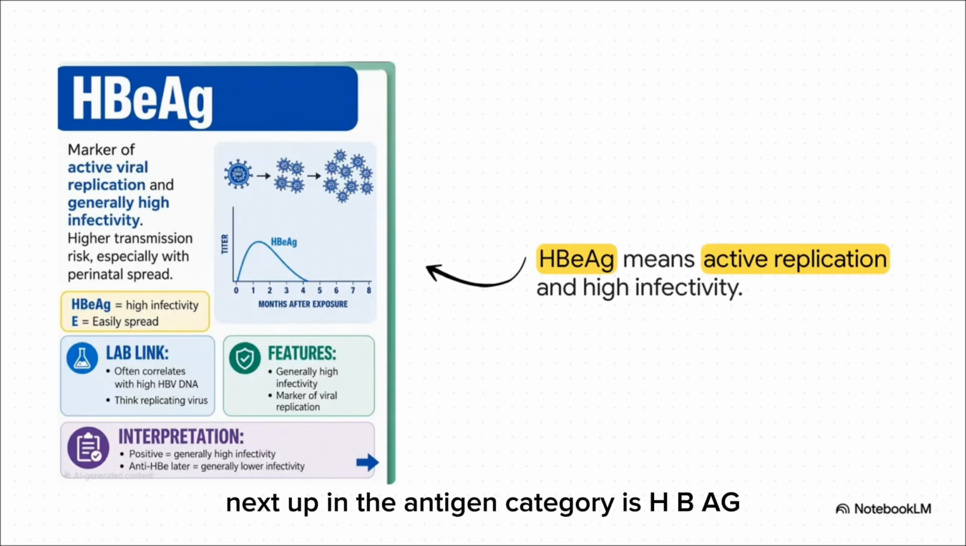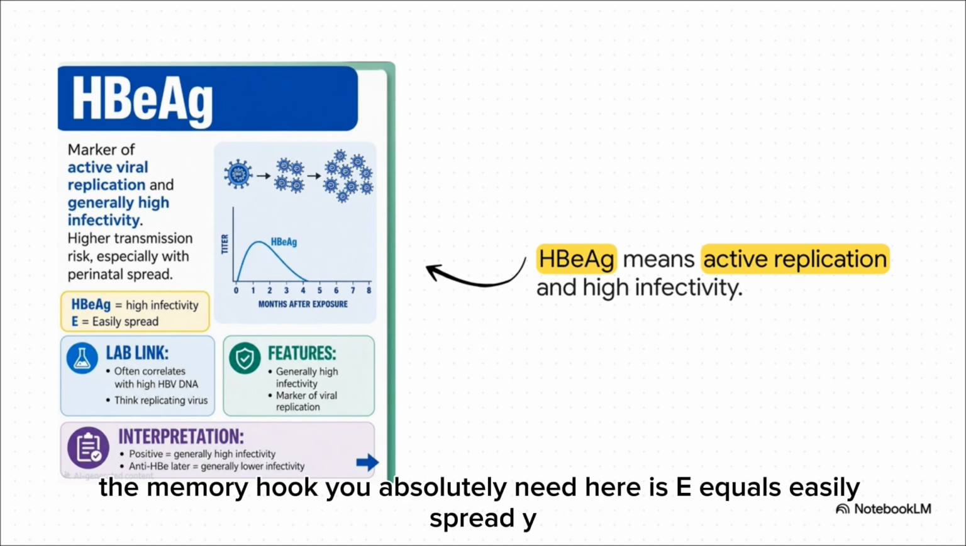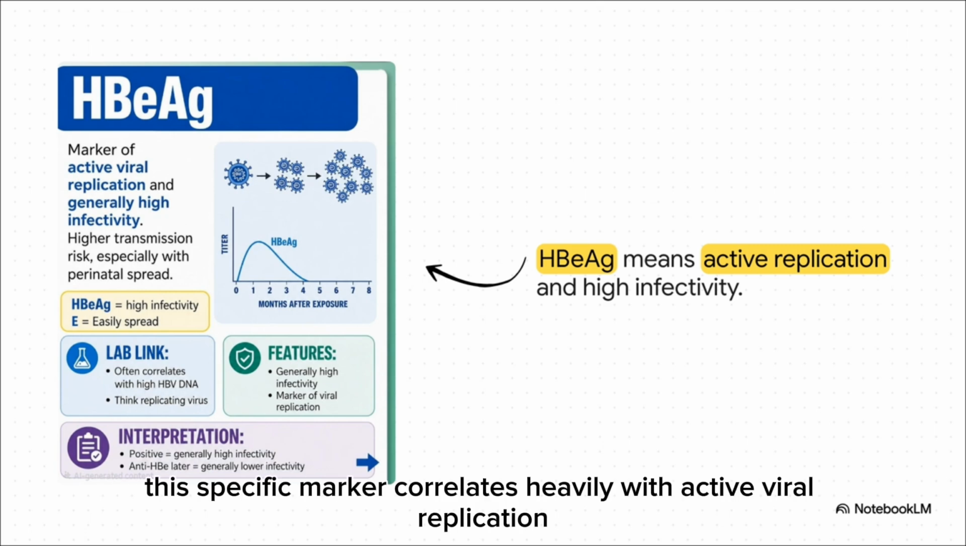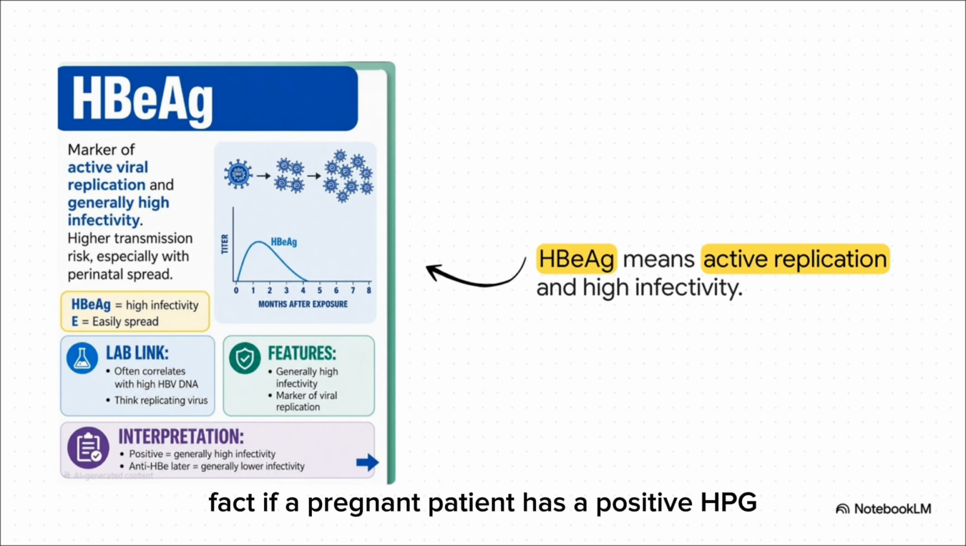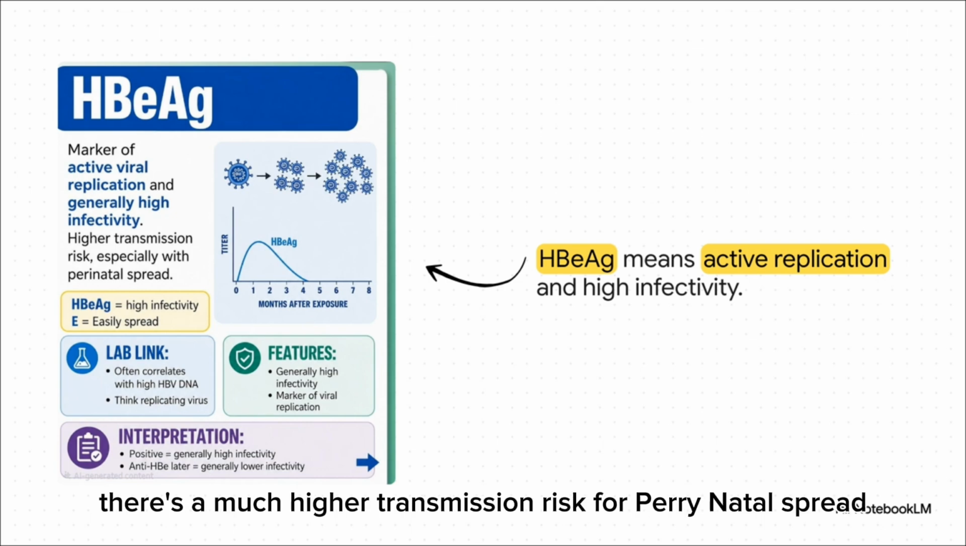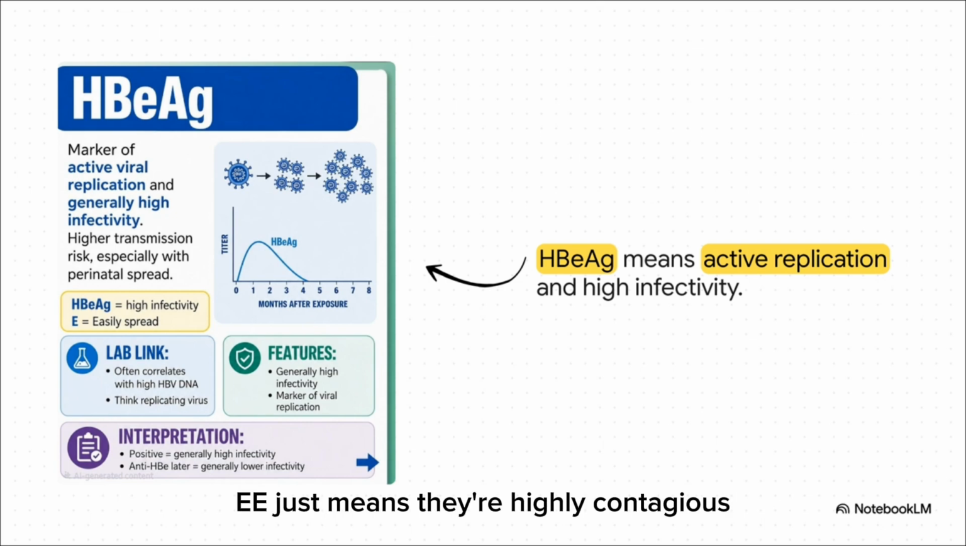Next up in the antigen category is HBeAg, the envelope antigen. The memory hook you absolutely need here is E equals easily spread. Why? Because this specific marker correlates heavily with active viral replication and generally high infectivity. In fact, if a pregnant patient has a positive HBeAg, there's a much higher transmission risk for perinatal spread. E just means they're highly contagious.